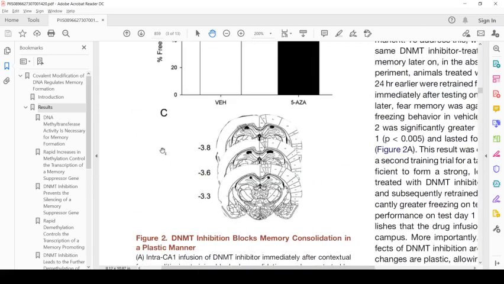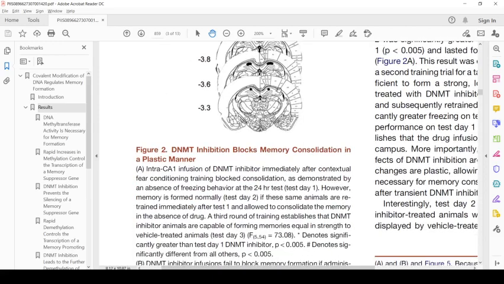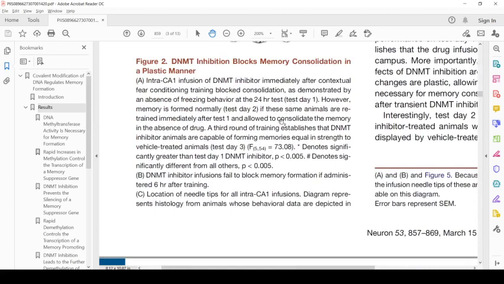And panel C here, this is closer to my heart. I look more at pathology. They're showing where the injections are. CA1.